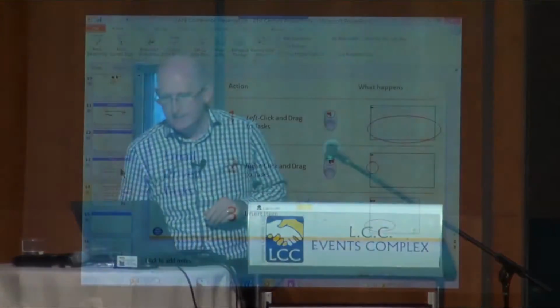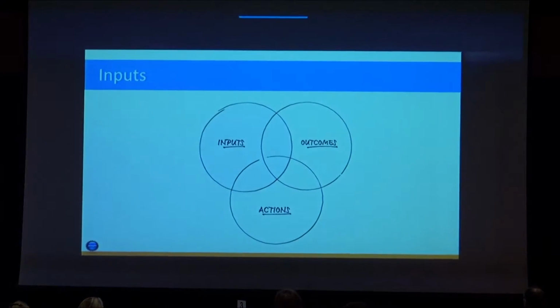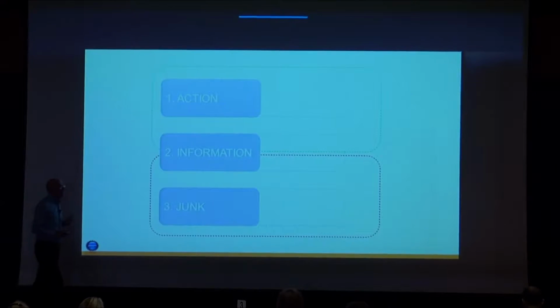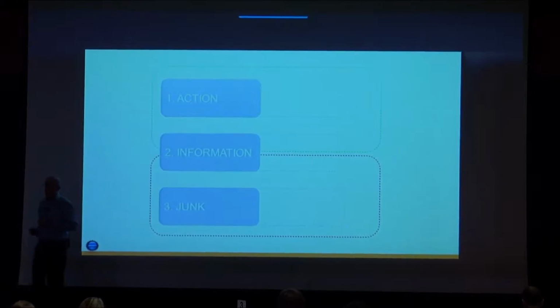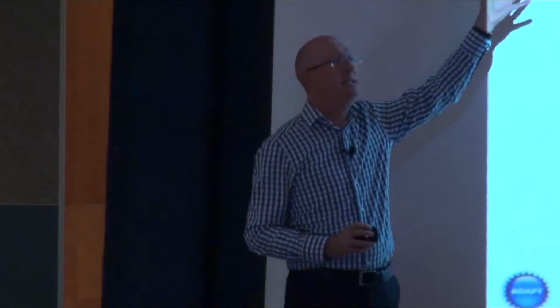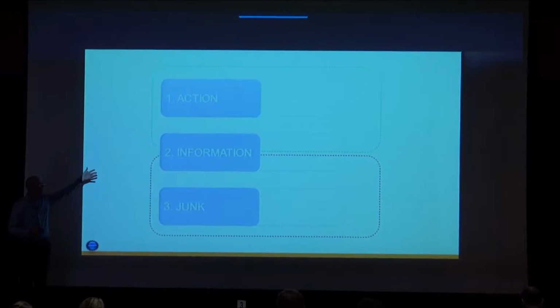So that then brings me up to getting your inbox under control. The next thing we're going to talk about is how you manage your inputs. I reckon there are 3 types of emails that you guys receive. There are action emails, there are information emails, and then there's junk. Now I reckon you could subdivide each of those.